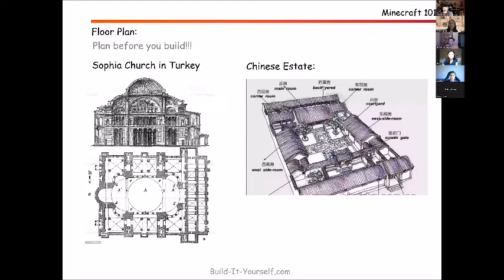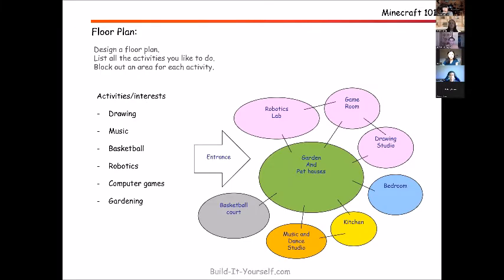Great. Here's a few examples: the Sophia Church in Turkey or a Chinese estate. You can use things that are right on your doorstep or things that are way around the world. Remember, creativity is key. And it's also very important that you make sure you stick to your floor plan. An easy way to do this is to think of some activities you like. Shout a few out.